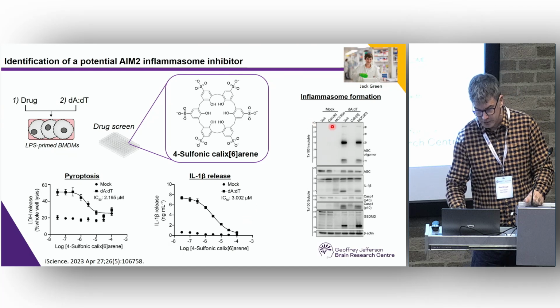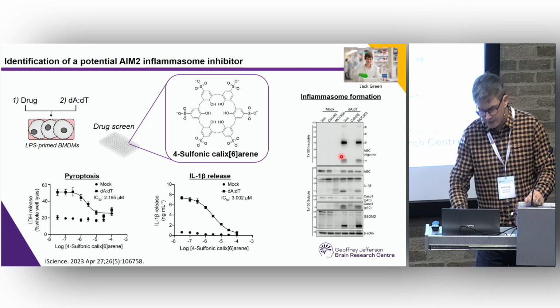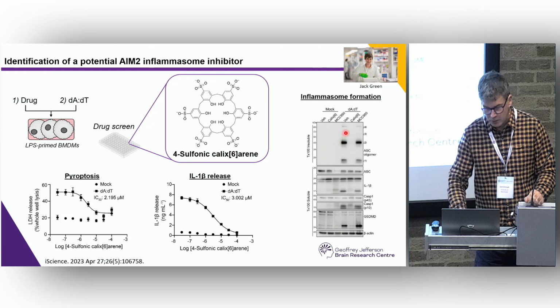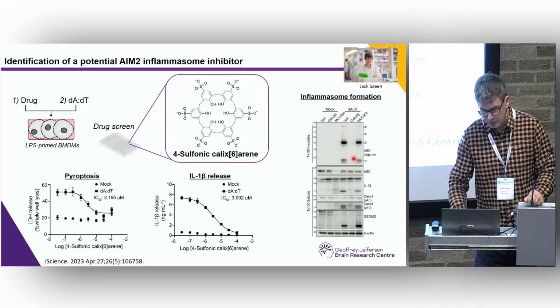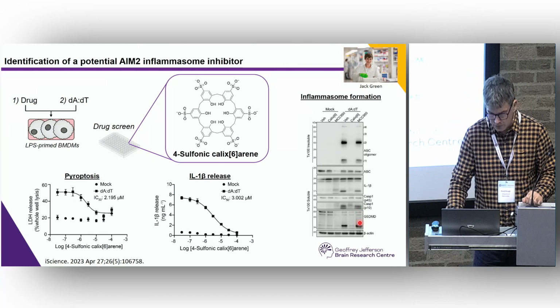If you look at the gels here on the right, you can see at the top here we can measure ASC oligomers in the gel and interleukin-1 processing, gasdermin processing. So when we transfect the poly-dAdT, we get the same AIM2-dependent effect. The calixarene blocks this, and the NLRP3 inhibitor has no effect, so it's quite a specific response.